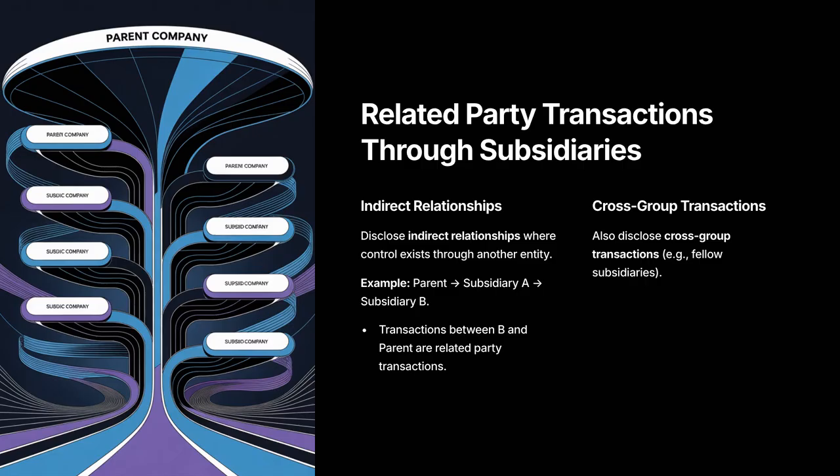16. Related party transactions through subsidiaries. Look beyond direct links. Control can be indirect. If parent controls subsidiary A and A controls subsidiary B, transactions between parent and B are related party transactions. Also disclose cross-group transactions, such as between fellow subsidiaries.